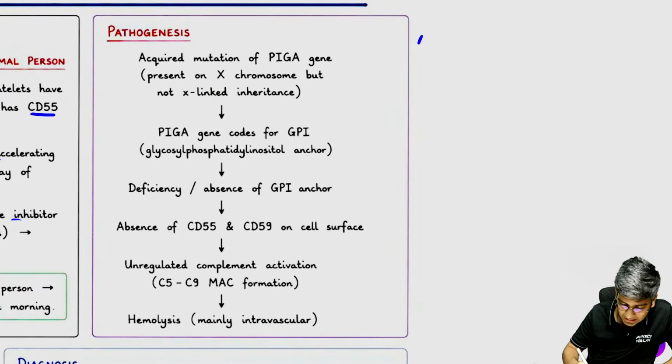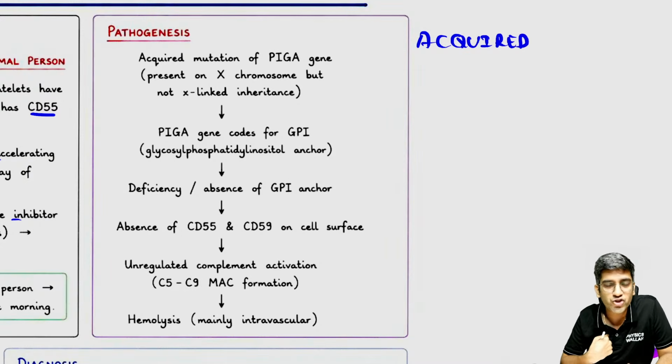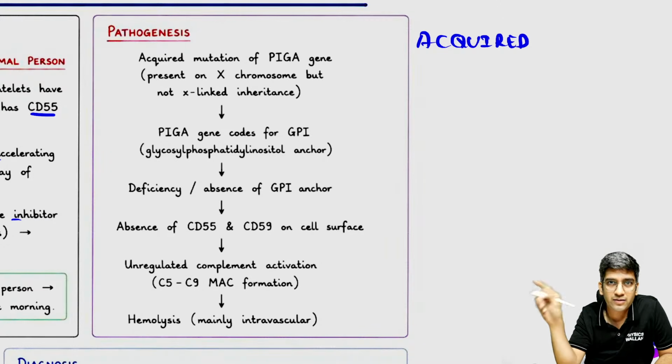PNH is an acquired mutation. Please remember it. It's an acquired mutation. You can have it, I also can have it. Anyone in the world can have it. There is no inheritance. It's acquired, right?